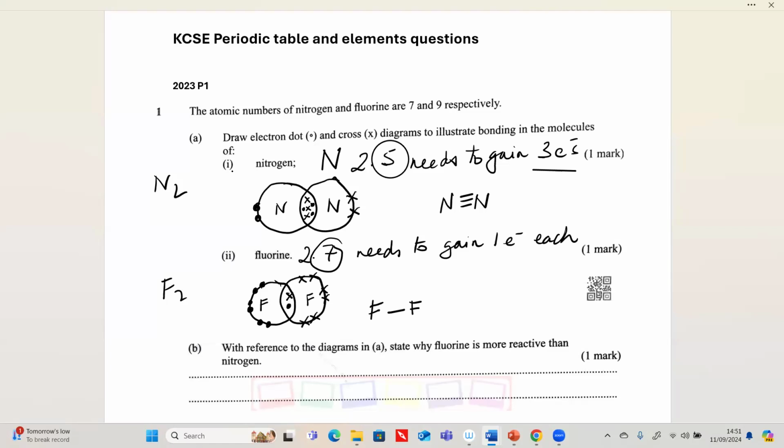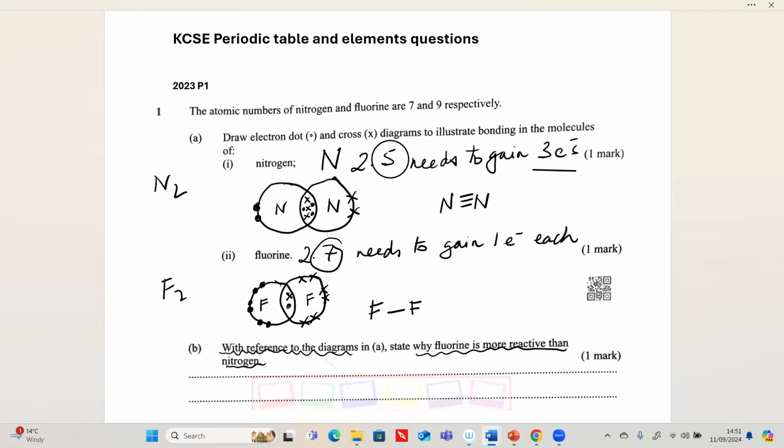Now, somebody from Dandora gave me a really good answer about why fluorine is more reactive than nitrogen. But they didn't answer it with reference to the diagrams. What they said was, fluorine only needs to gain 1 electron, and it's smaller, and therefore it is better at gaining electrons than nitrogen, which is true. But that isn't the answer they want here.